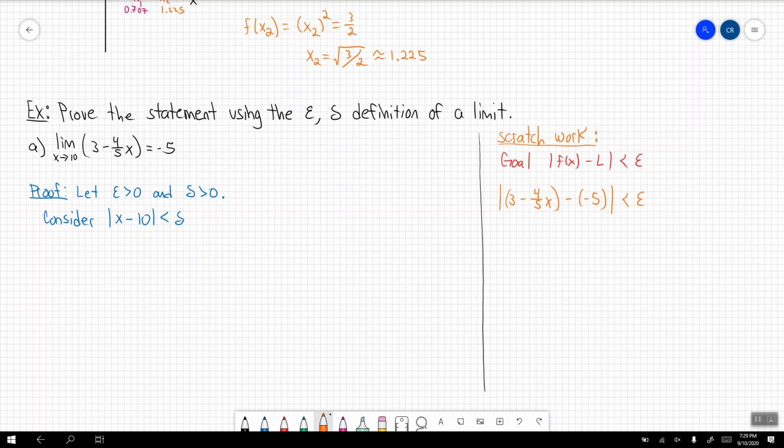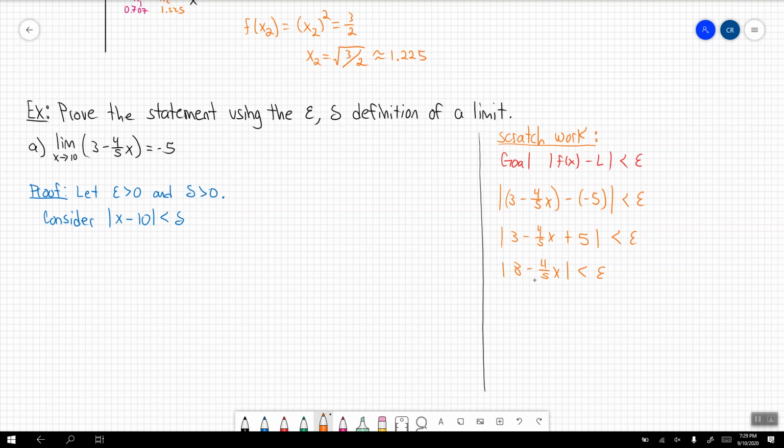Again, we're just doing this so that we can try to anticipate what we might need. We'll simplify at this point in time. So 3 minus 4/5 x plus 5 less than epsilon. Add the common terms. 8 minus 4/5 x less than some epsilon.